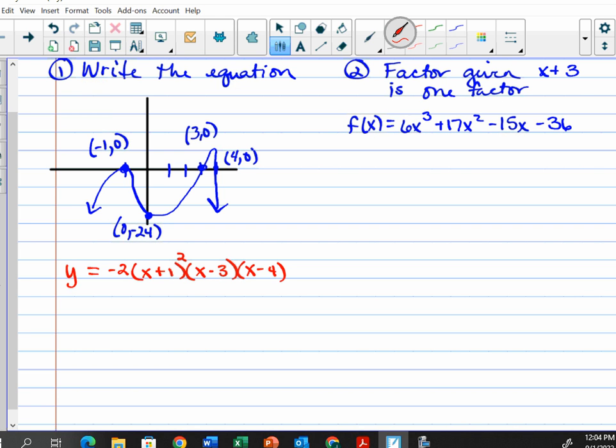Okay. And then last thing, guys, please make sure you write either y equals or f of x equals. When I ask you for an equation, actually write an equation, okay? Anybody questions on the first one? Yeah, you see it now? Okay.